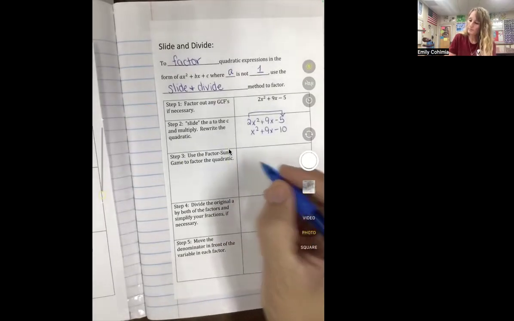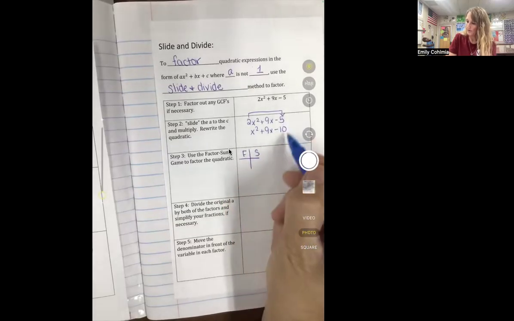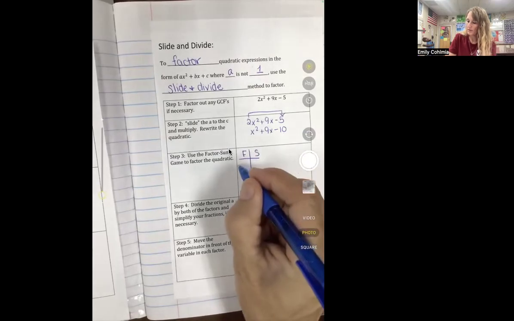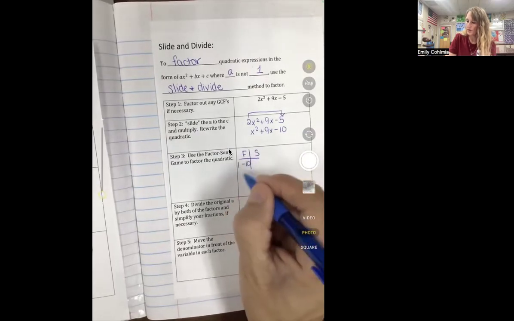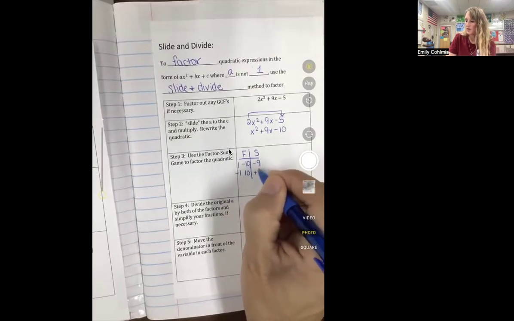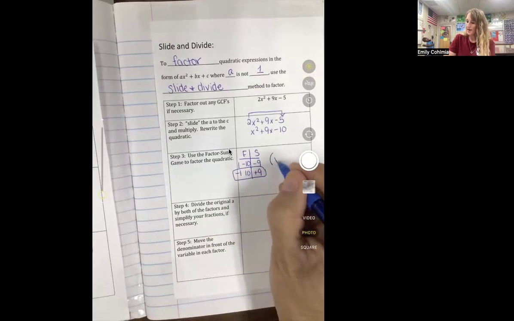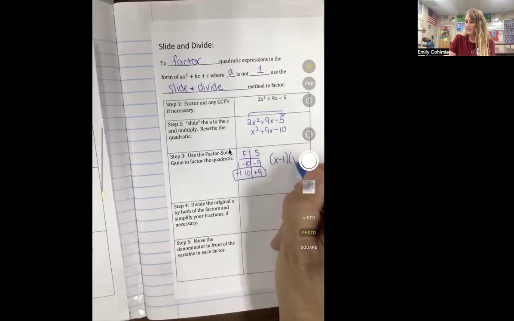So we know the factors and sums of negative 10. Well, that's only 1 and negative 10 or negative 1 and positive 10. So it's either a negative 9 or a positive 9. It looks like this one's the one that we want. And then we're going to go ahead and factor it. So that would be x minus 1, x plus 10.